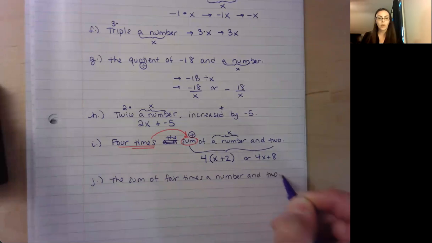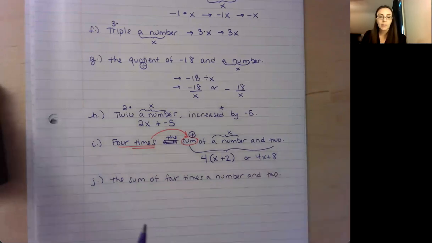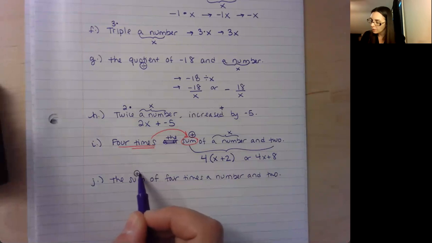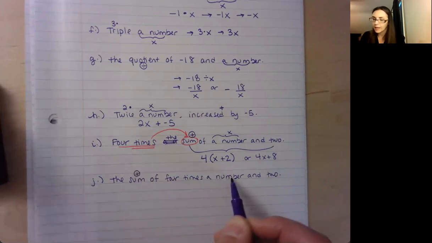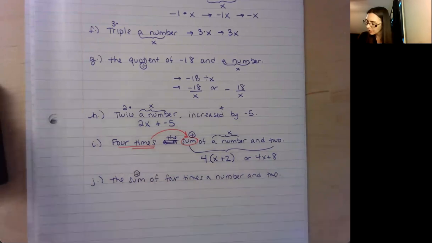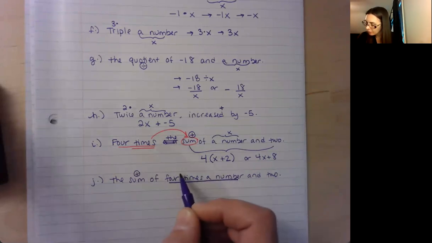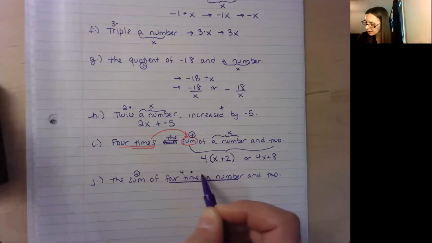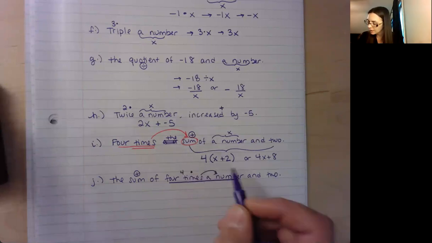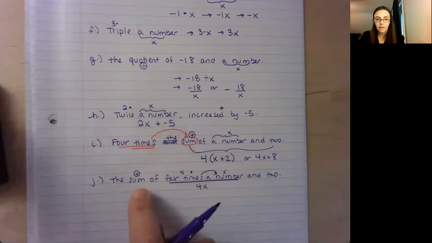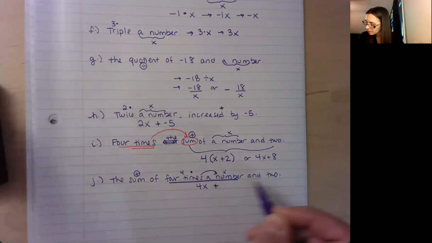Okay, so I'm going to change the wording just a tiny bit here. I'm using basically all the same words, but I've rearranged them. So now it says the sum, so again, we're adding, of 4 times a number and 2. So here, that 4 times a number part, we're multiplying 4 times a number. So this is going to be 4x. And we're taking the sum of these two things. So it's 4x plus 2.